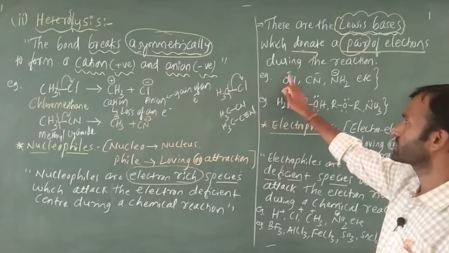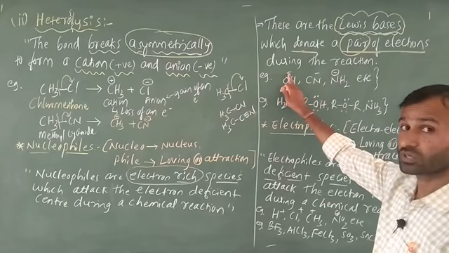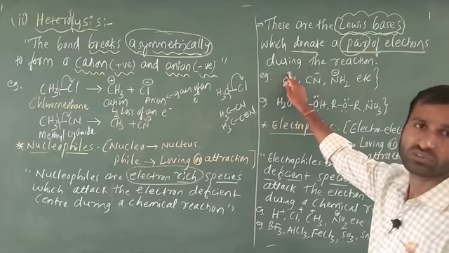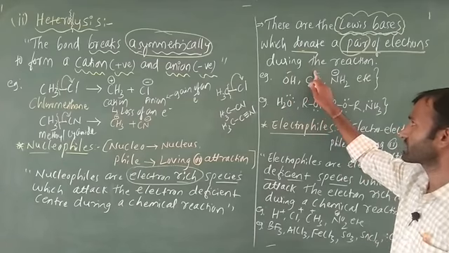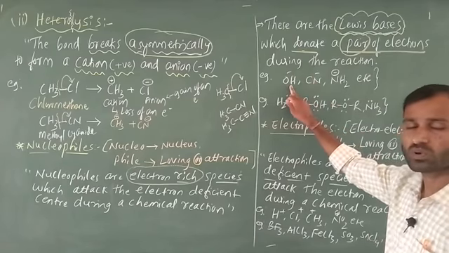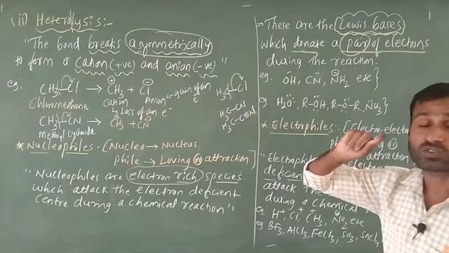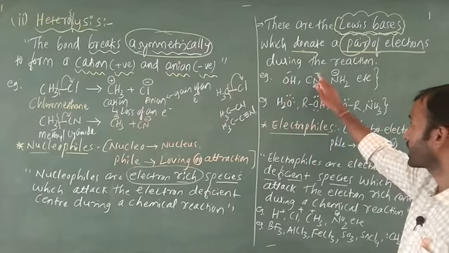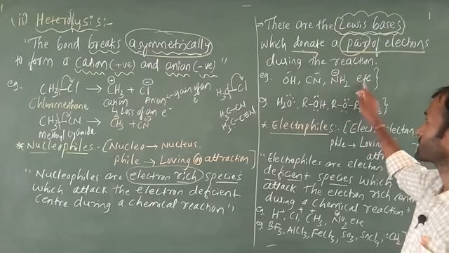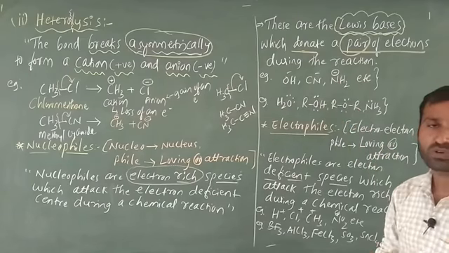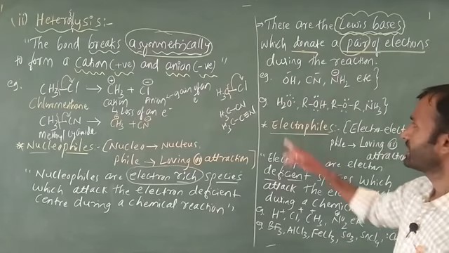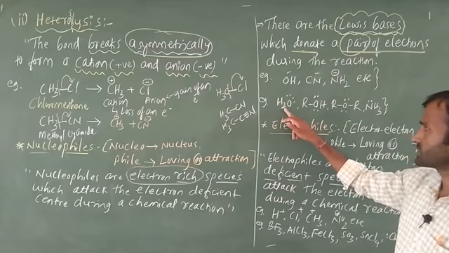Examples are OH minus, which is electron rich, the minus sign shows that it is electron rich. Then CN minus, cyanide. OH minus is the hydroxide ion. In this case you have to say hydroxide ion, cyanide ion, NH2 minus ion, etc. All are examples of nucleophiles.